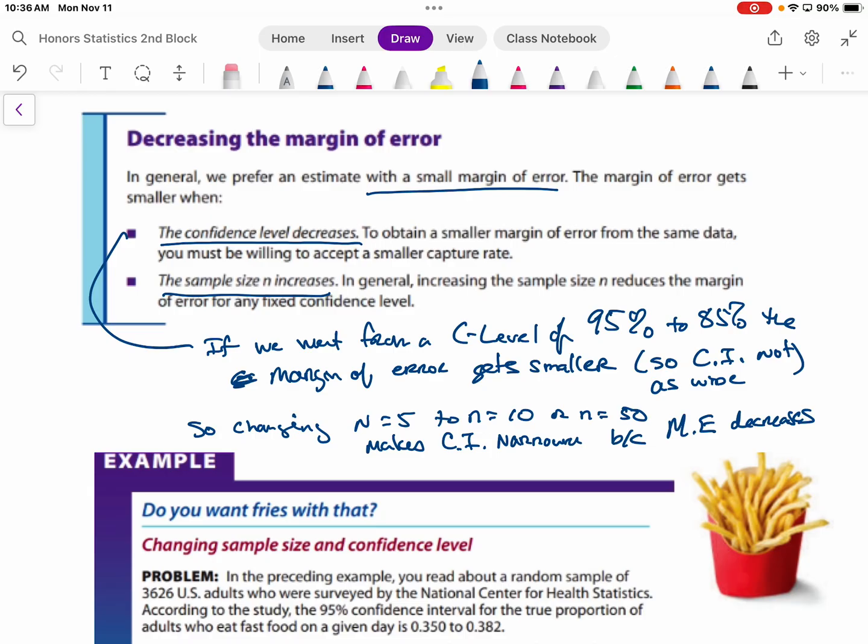Now remember, the opposite could take place. If I increase the confidence level, I make the margin of error bigger. I make the confidence interval wider. If I decrease the sample size, I make it wider. I make the margin of error bigger. And you're going to have some questions like that. Okay, so you got to be able to go both ways.